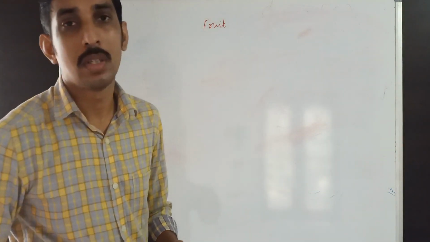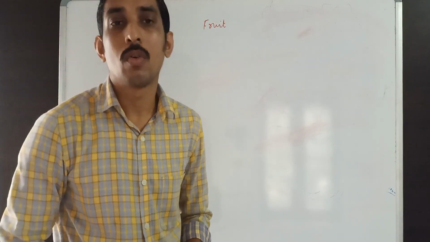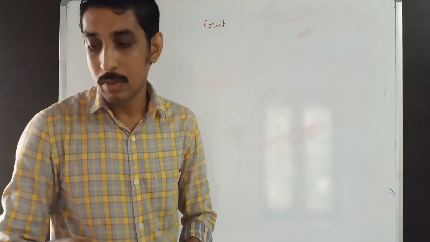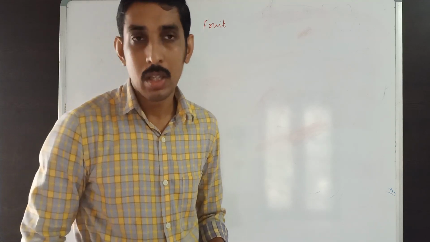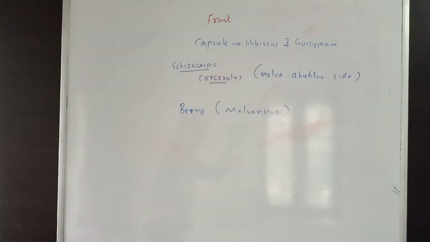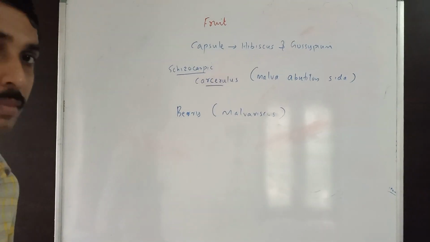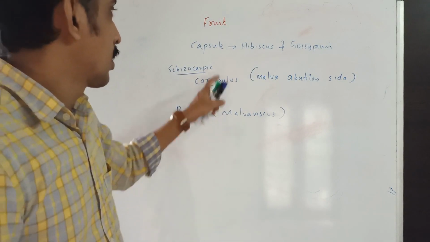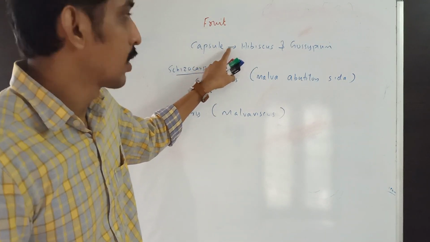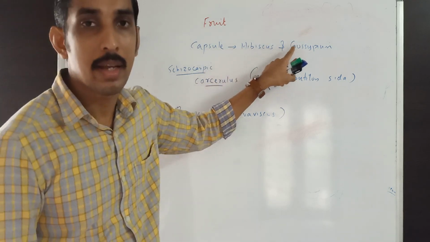We can also find out different kinds of fruit among this family. One fruit is called capsule. Examples for capsule are hibiscus and gossypium.